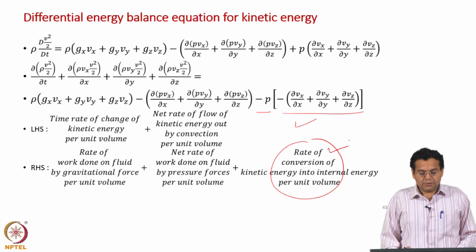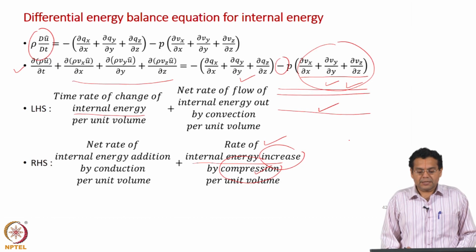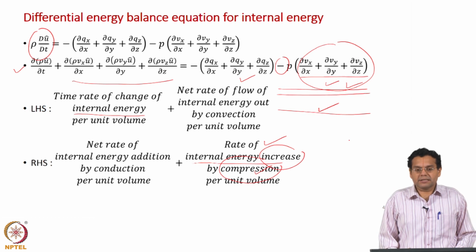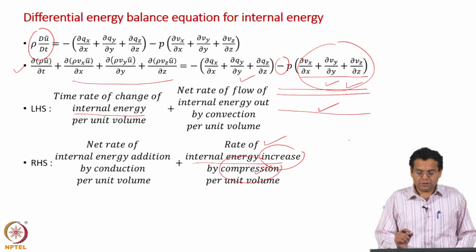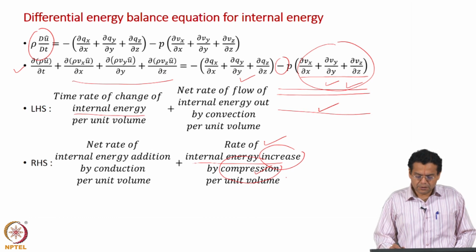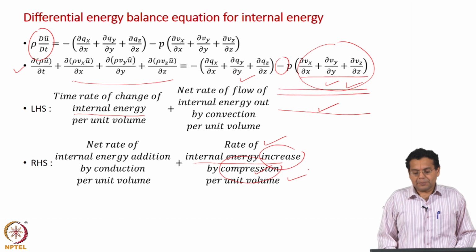So, what you have seen now is that we arrived at the differential energy balance equation for internal energy, expressed that in the Eulerian form, and then looked at the significance of the different terms in that equation for internal energy, and also specifically one term which appears in the internal energy equation and the kinetic energy equation with opposite sign. We have discussed the physical significance of that term as well.